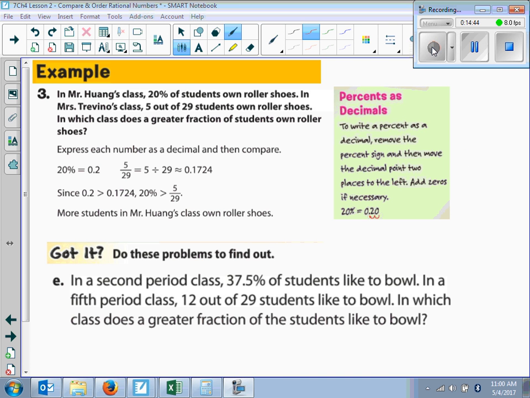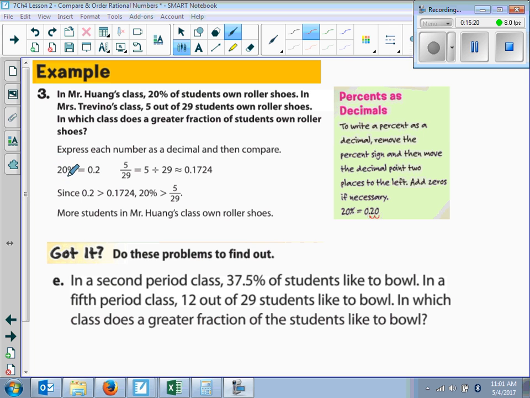All right, example 3 says, in Mr. Huang's class, 20% of the students own roller shoes. In Mrs. Trevino's class, 5 out of 29 students own roller shoes. In which class does a greater fraction of the students own roller shoes? So here we can compare fractions, or we can also change both of these to decimals. Keep in mind that we already know to change a percent to a decimal, we just move the decimal 2 places to the left and then take away the percent sign.